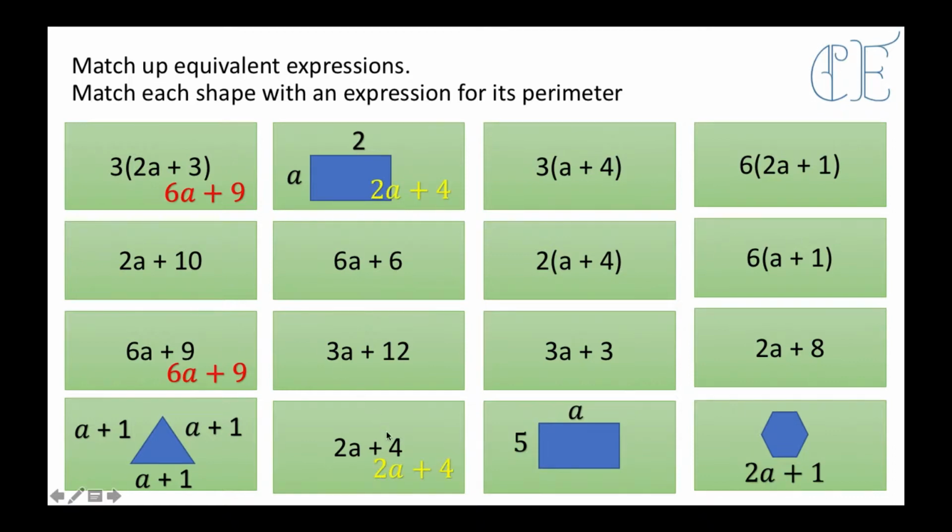We then have the 2a plus 4 matching this one here. If that's a, that would have been a, so that's 2a, 2, and then another 2 here would have been 4. So these two match 3a plus 12. 3 times a is 3a, and 3 times 4 is 12.